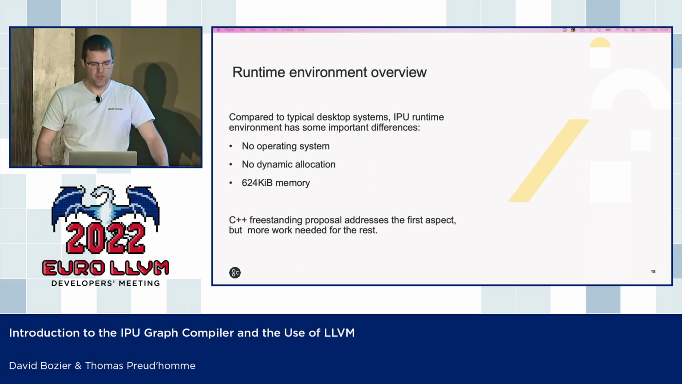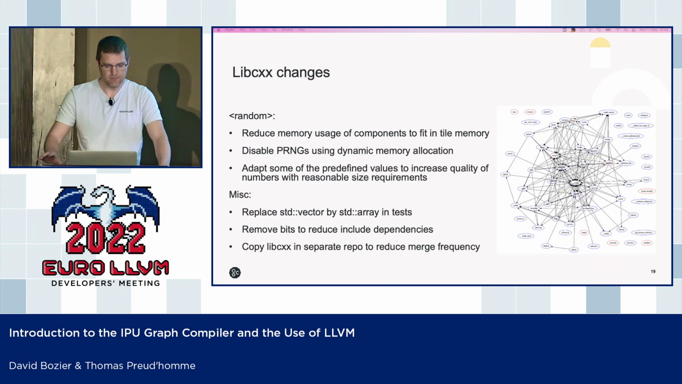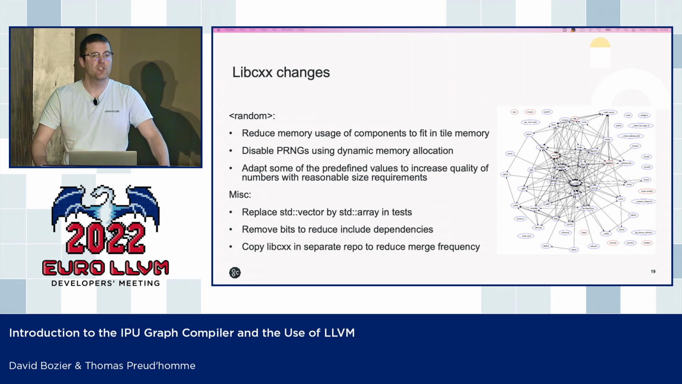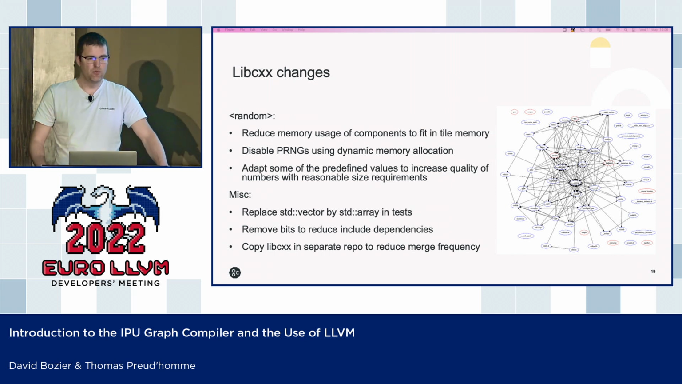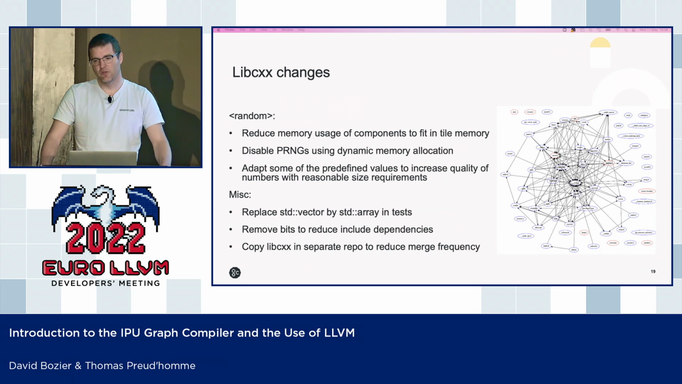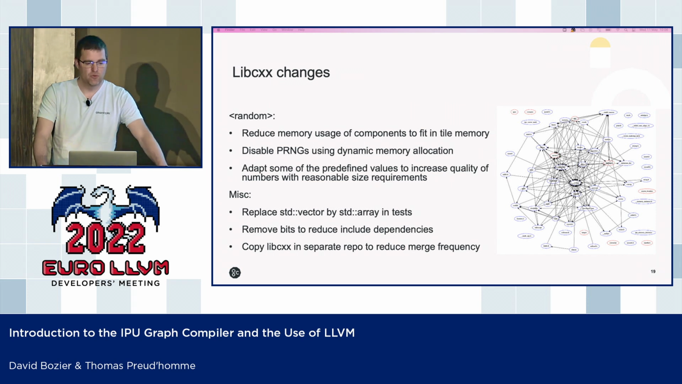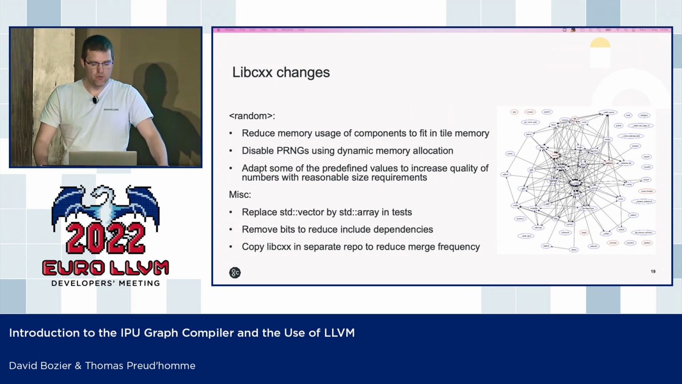So the C++ freestanding proposal will address the first aspect, but we'll have to deal with the lack of dynamic memory allocation. So we needed to do a lot of changes in libcxx to handle this. What we did is we don't use all of libcxx, but only features that our developers tell us they need, to reduce the burden. We needed to do lots of changes to the random include to reduce the memory usage of all the components to fit within the memory.